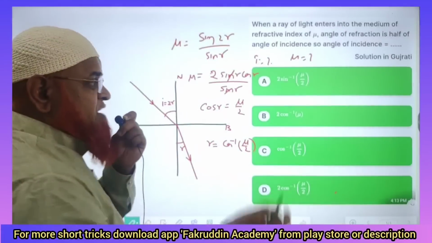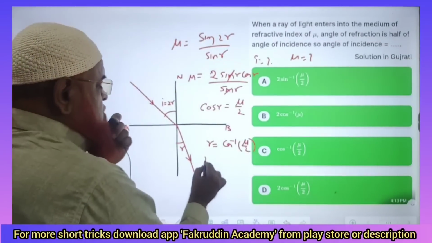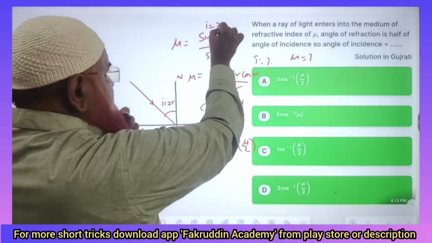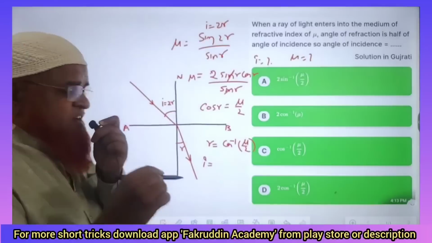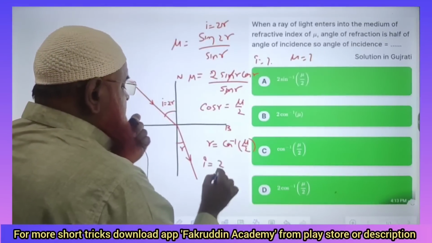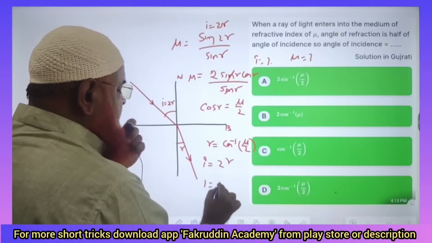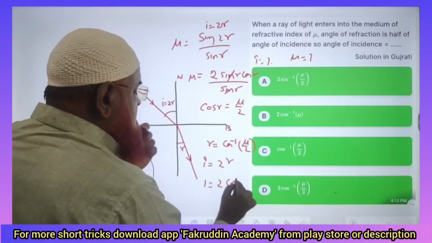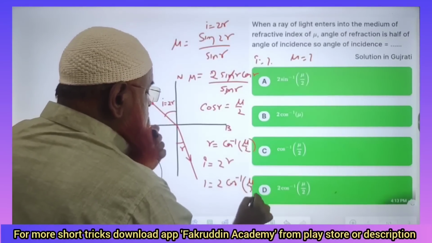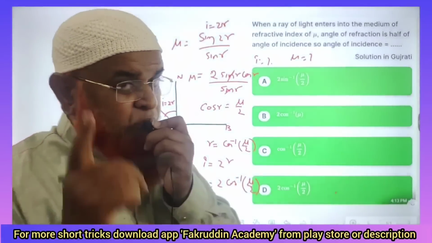But he is asking us to find out what is i. And you know i is double that of refraction. Therefore, i is 2 into r, that is 2 cos inverse of mu by 2. So simple it is. Hope you have enjoyed this.